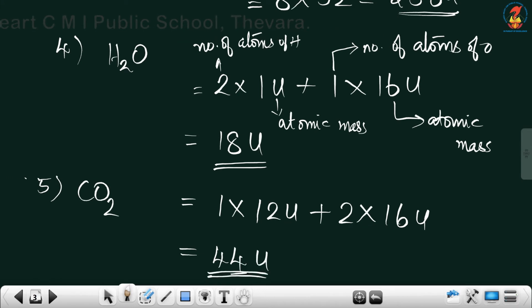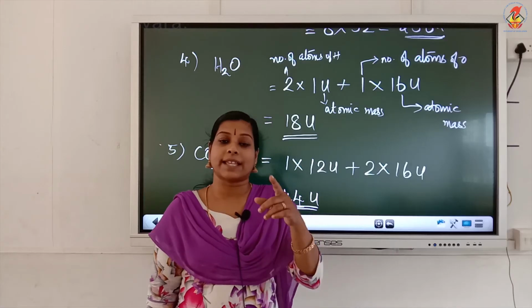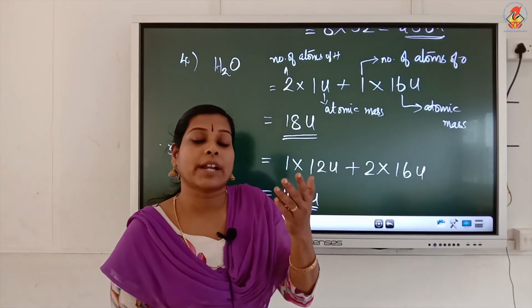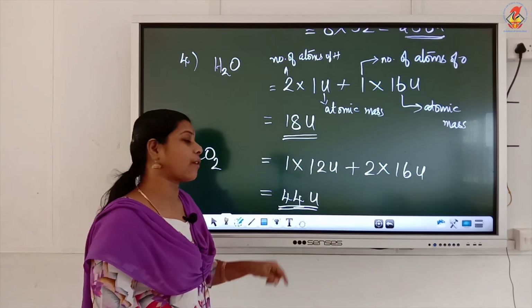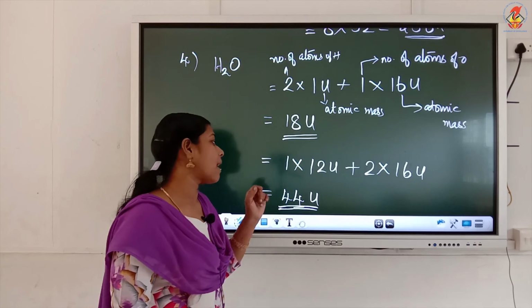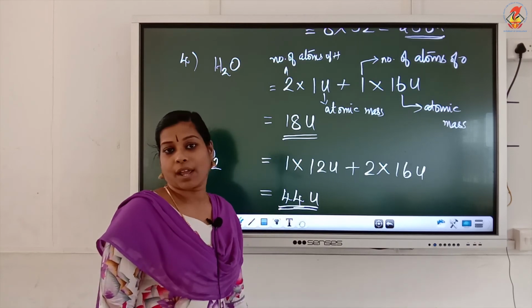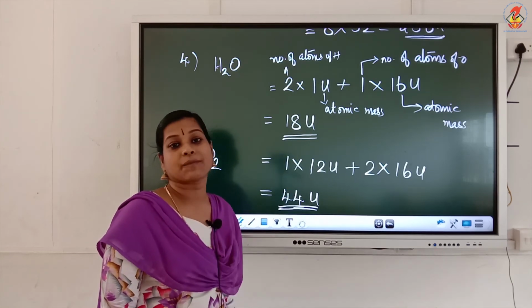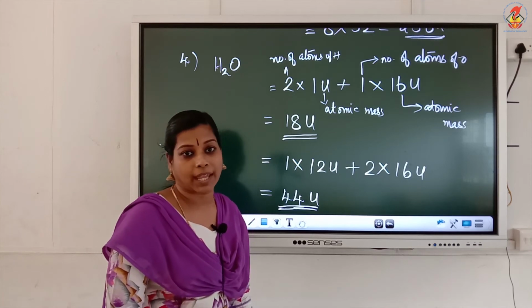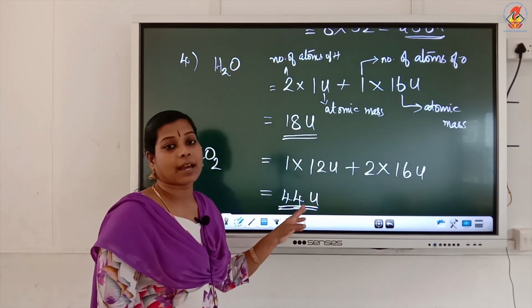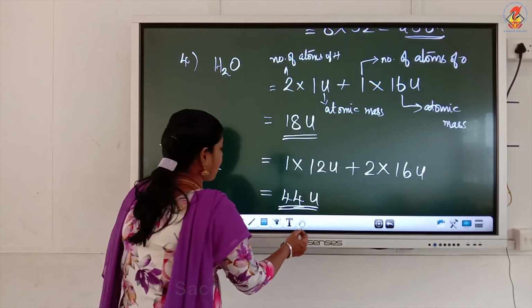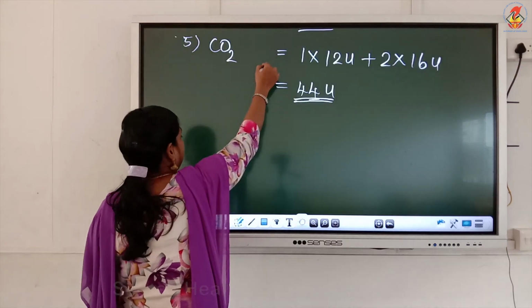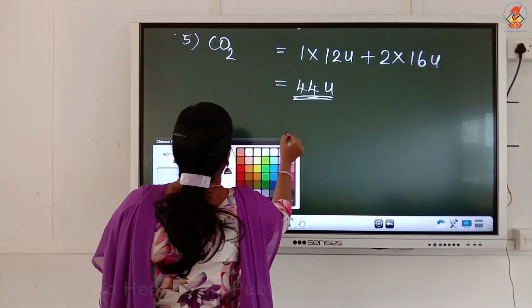Do you remember that question? Law of conservation of mass. There we took calcium carbonate. On heating we got calcium oxide and carbon dioxide. There we got the mass as 44 gram, same as the molecular mass of carbon dioxide. That is why we took 44 gram there. Here we are taking the molecular mass in U. Now we can take another example for a compound to calculate the molecular mass.